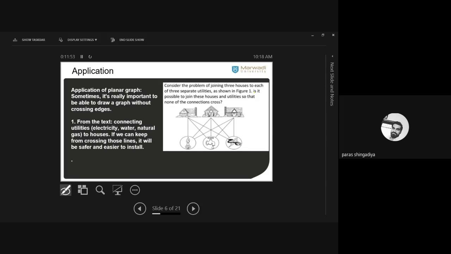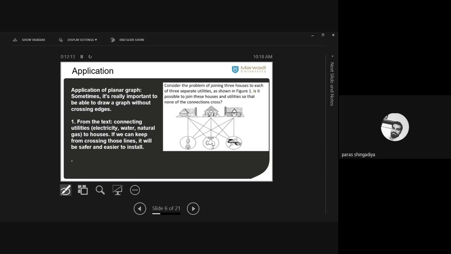And if we can keep from crossing those lines, it will be safer and easier to install. If we remove the crossing between any two utilities, then it will be safer and easier to install. This is also one real life problem, one famous problem in graph theory.